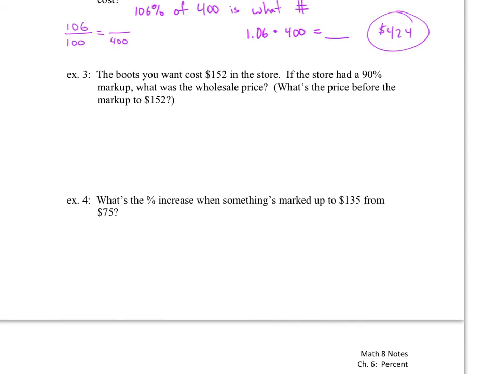Yeah, let's do a couple more. So now we're going to buy some boots. They're $152 at the store. The store has a 90% markup. What's the price before they were marked up? So you got to think about this. How much did they mark them up? 90%. So what's that increase? 152 is what you're buying them for. That's 90% more than what the store bought them for.